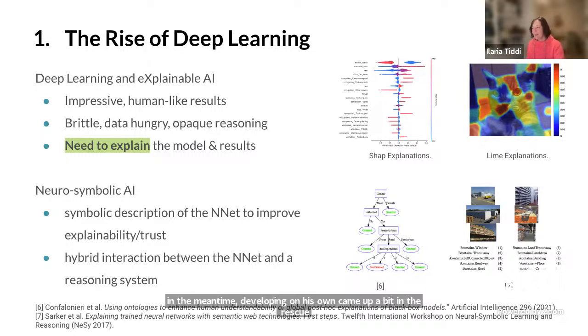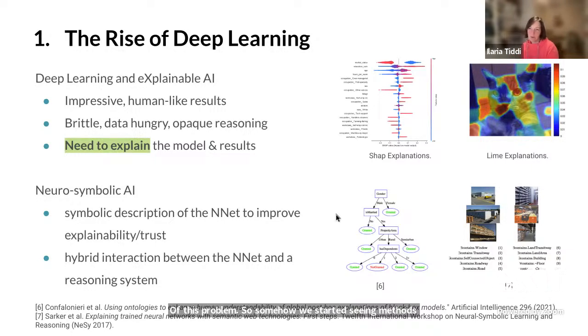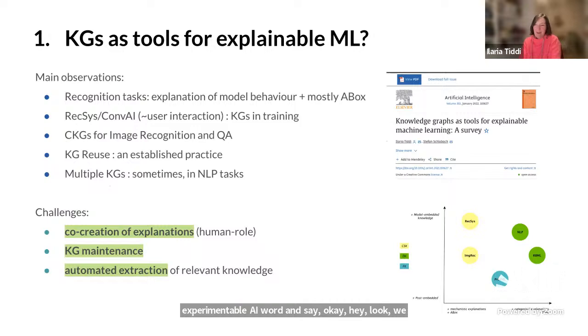So somehow we started seeing methods that try to combine a symbolic approach, so symbolic reasoning, with neural networks, either to improve the explainability and trust of a system using a symbolic description, or by creating a sort of hybrid interaction between the neural network and the reasoning system. These are just two of the many examples where the knowledge graph world tries to jump into the explainable AI world and say, okay, hey, look, we should maybe be using knowledge graphs and ontologies to help. We also did part of this.